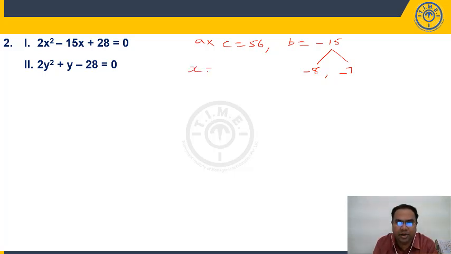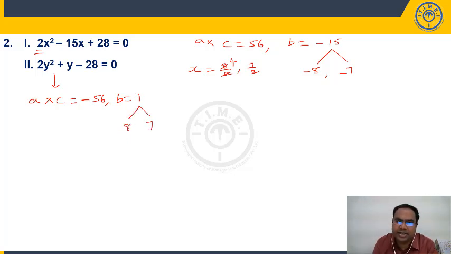So roots of x will be minus 8 will become plus 8 by coefficient of x square is 2. Minus 7 will become plus 7 by 2. So it is clearly 4 comma 7 by 2. Look at second equation, 2y square plus y minus 28 is equal to 0. So a into c is 2 into minus 28, minus 56, and b is equal to 1. Now a into c is negative, so write b as difference of two numbers.